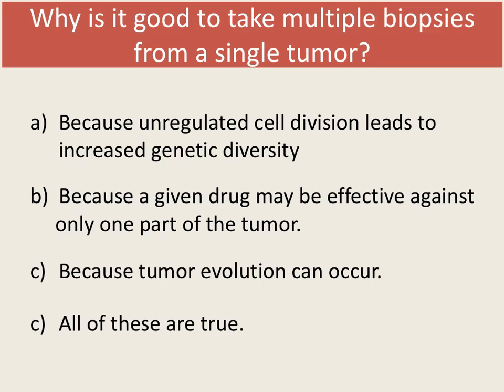Why is it good to take multiple biopsies from a single tumor? Because unregulated cell division leads to increased genetic diversity. Remember, cells are dividing, every once in a while a new mutation starts. Because a given drug may be effective against only one part of a tumor with one kind of mutation. Because tumor evolution can occur. The more they keep dividing, the more likely it is they're going to develop unregulated cell growth because of mutations. So it should be D, all of these are true.